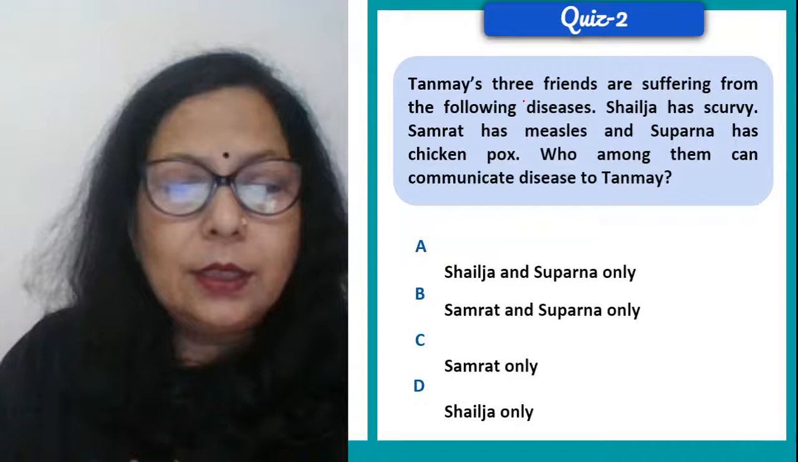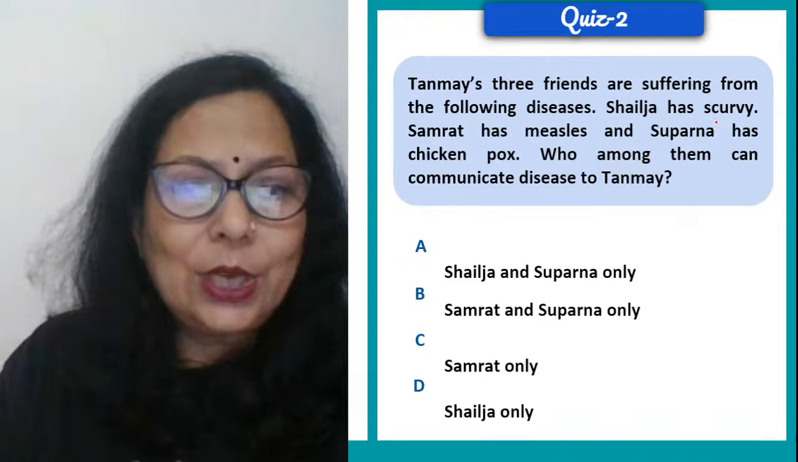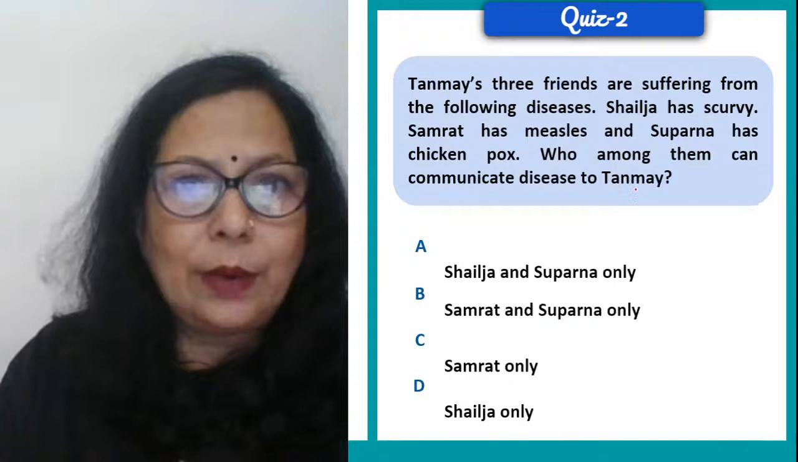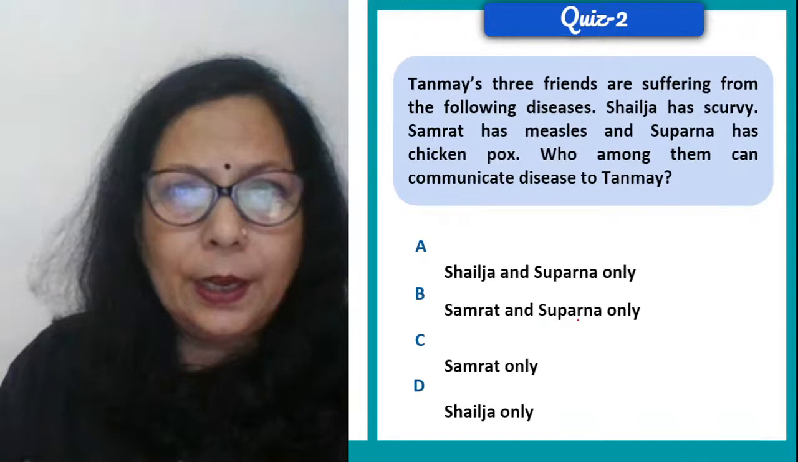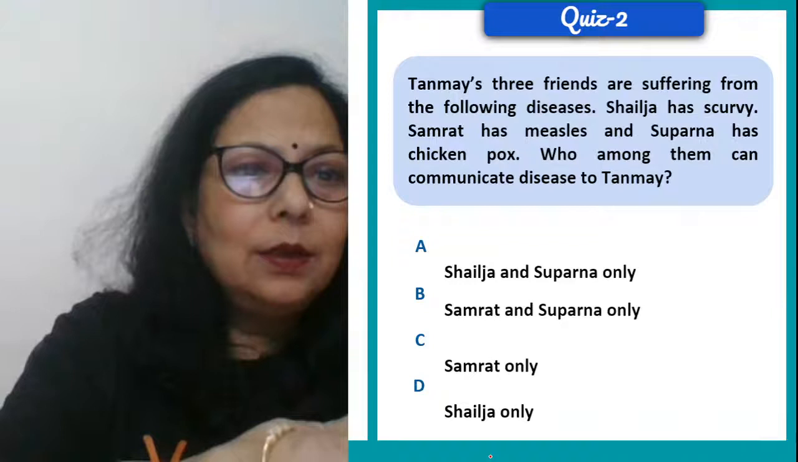Tanmay's 3 friends are suffering from the following diseases. Shelja has scurvy. Samrat has measles. Suparna has chickenpox. Who among them can communicate diseases to Tanmay? Come on. Which one is your answer? Shelja and Suparna. Samrat and Suparna. Samrat only. Shelja only. What is your answer?